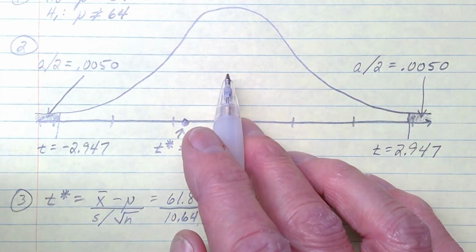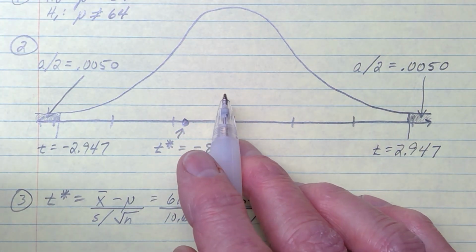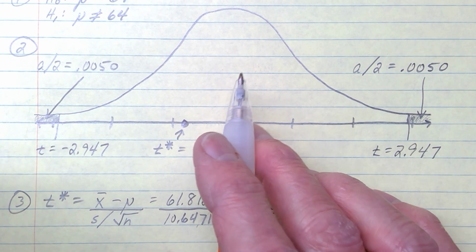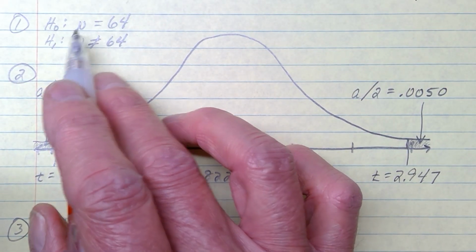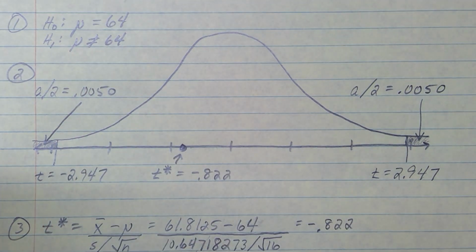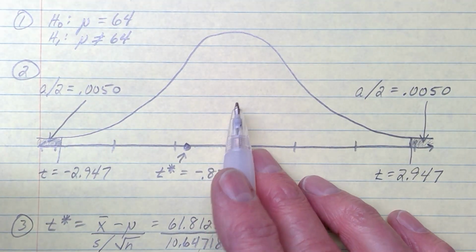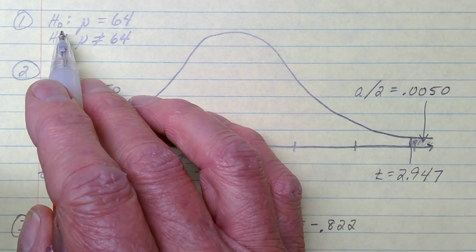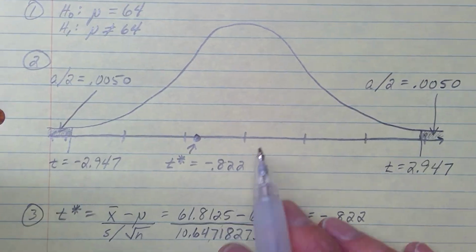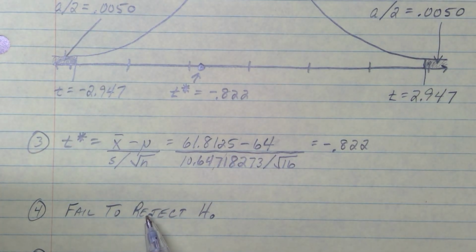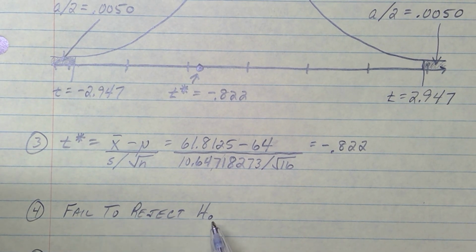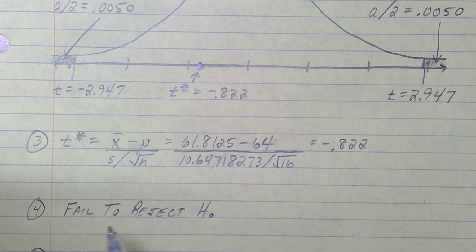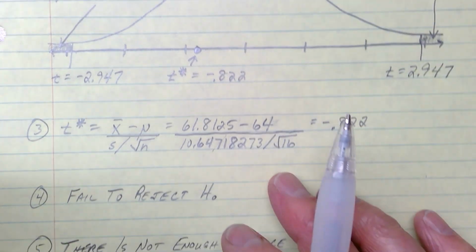It obviously landed here in the white. So we lost that one. We have to accept what is believed to be true. We have to accept that the average thickness of these slabs is 64. So I have to accept H0, the null hypothesis. But what I'm going to say instead of accept H0 is that I failed to reject it. I tried to say it was wrong, and I failed. That's how we have to say it.